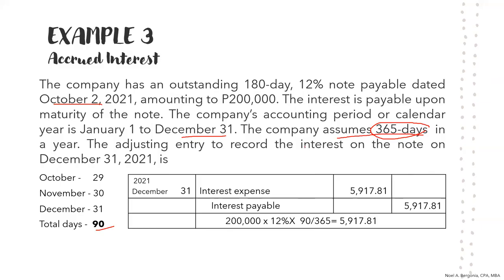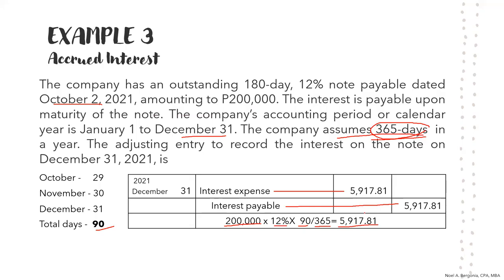Okay, so that would be, if we compute it, 200,000 times 12% times 90 days over 365, kasi yun yung binigay sa atin na assumption during a particular year, not 365 days. So that would be equal to an interest expense of 5,917.81. So on December 31 ulit, our entry would be debit interest expense 5,917.81 and credit interest payable 5,917.81. So ingat kayo dun sa mga data sa problem ha.